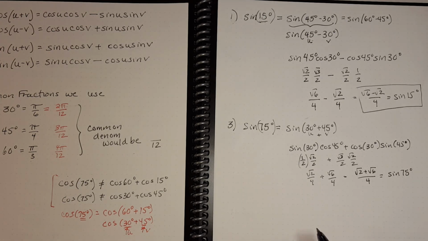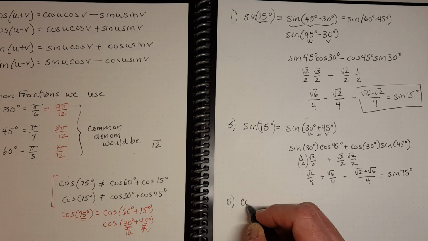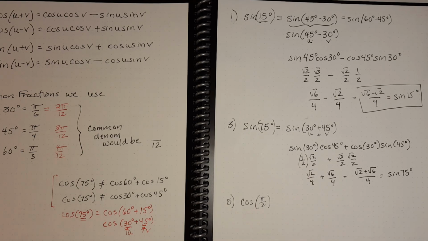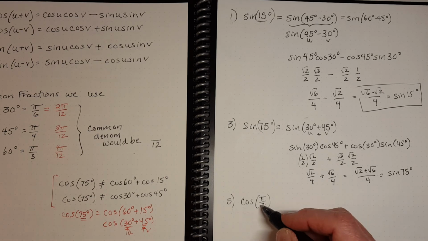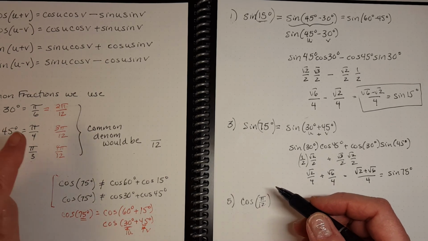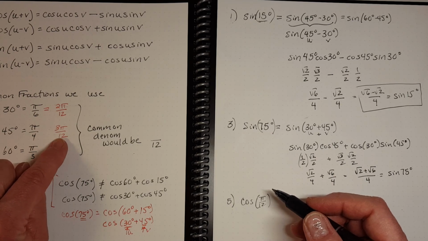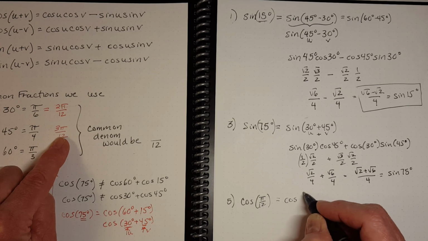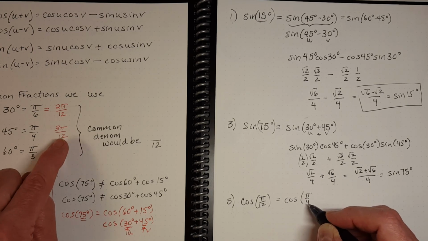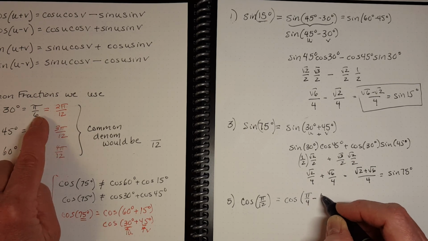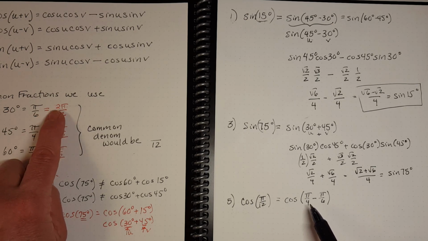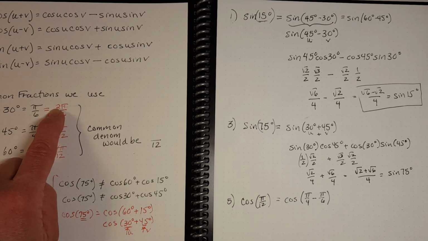Okay, and then we'll do one more. We'll do number 5 on this video, and then I'll continue on another video. Cosine of pi over 12. Okay, so we're going to think about our radians. Pi over 12 could be written as 3 pi over 12 minus 2 pi over 12. So I'm going to do cosine of pi over 4, because that's 3 pi over 12, minus pi over 6, because that's 2 pi over 12.